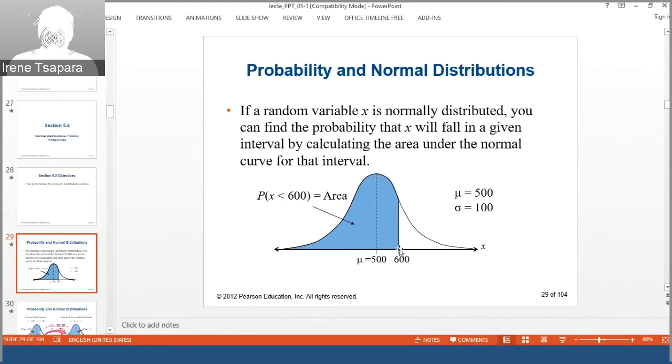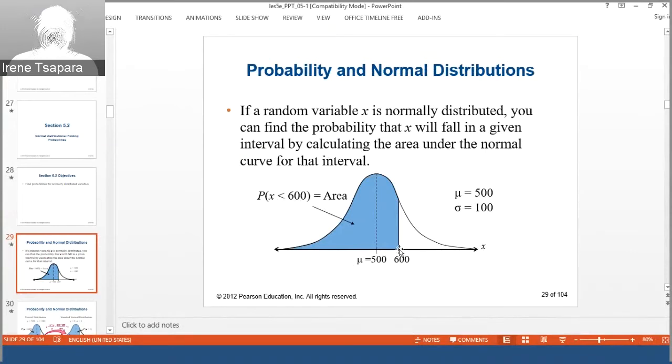So assume that I have taken this SAT and I want to find the percentile to which I belong. In order to find the percentile to which I belong, basically I want to find the probability that any other student got a lower score than me. This is how I find the actual percentile. So how do I do that?